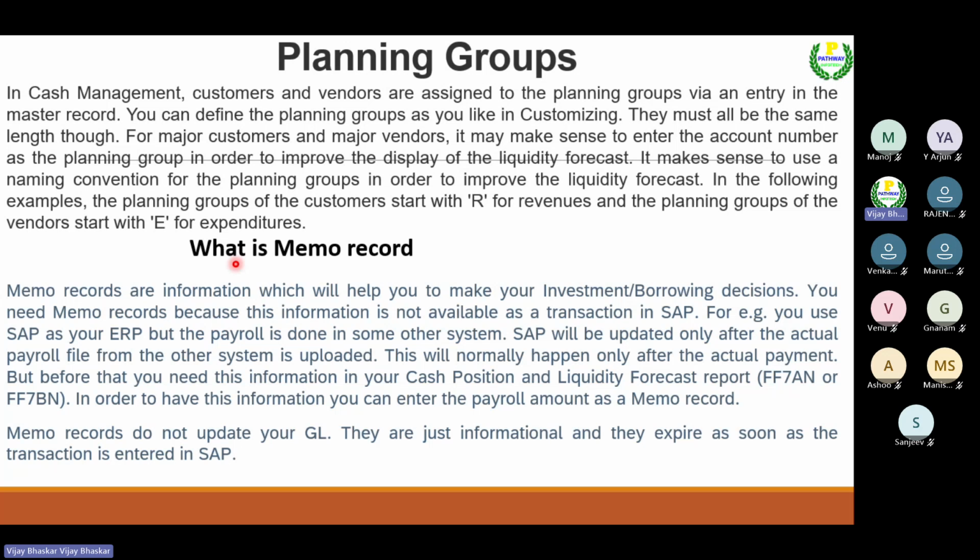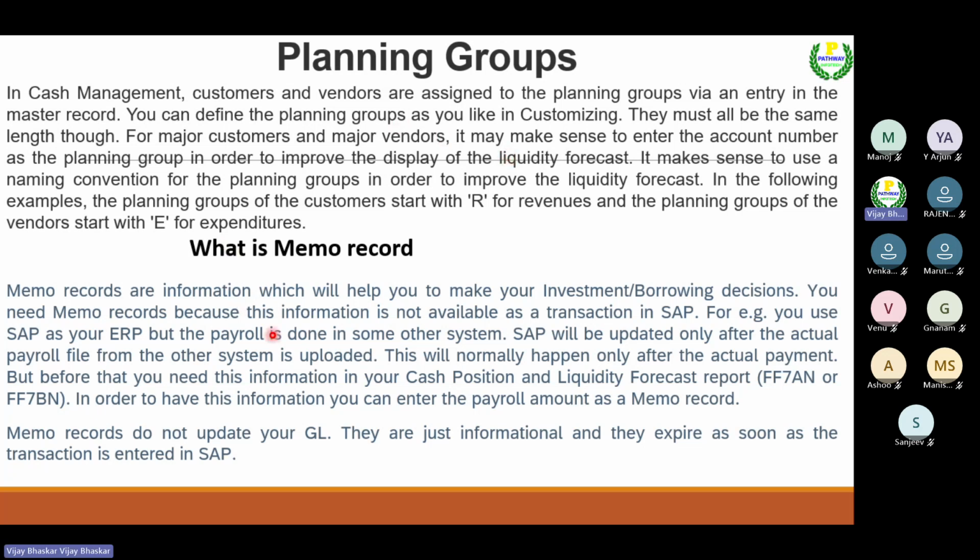Now, what is a memo record? See, the planning groups we have seen about. Now, what is a memo record? Memo records are information which will help you make your investment and borrowing decisions. So memo records are temporary records. They don't have any impact on the finance. Keep that in mind first; during the configuration, I'll explain once again. Memo records are temporary records. They don't have any financial impact, they are for your information.